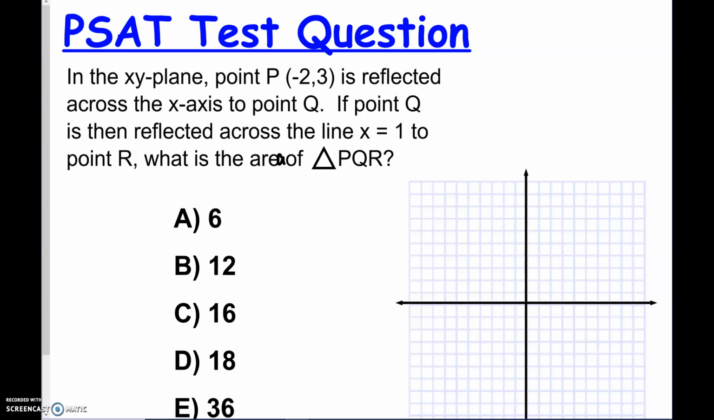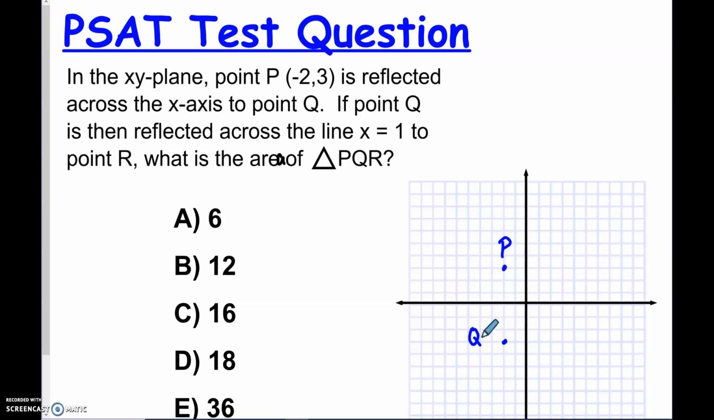Okay, so we have a point P that is reflected across the x-axis to point Q. So instead of P to P prime, they're saying it goes from P to Q. Q is then reflected across to point R. Now they want to know what the area of triangle PQR is. All right, so let's start off with P. P is at (-2, 3), so this is where P is. And we're going to reflect this across the x-axis. Remember, to reflect it across, it's got to be perpendicular. So 1, 2, 3, down 1, 2, 3. This is where Q is going.